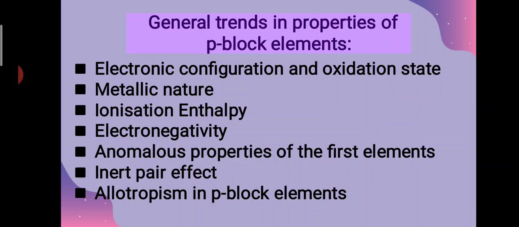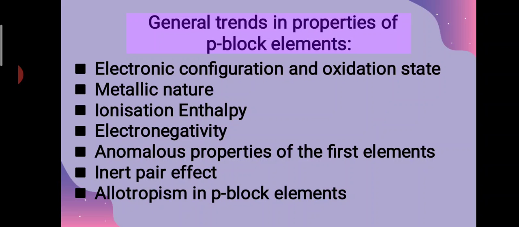Then we saw the inert pair effect. What is the inert pair effect? The ns electrons do not take part in bonding because they stay inert. If they stay inert, they will not take part in bonding. Instead the np electrons will be lost. So np takes part instead of ns, and we call that the inert pair effect.